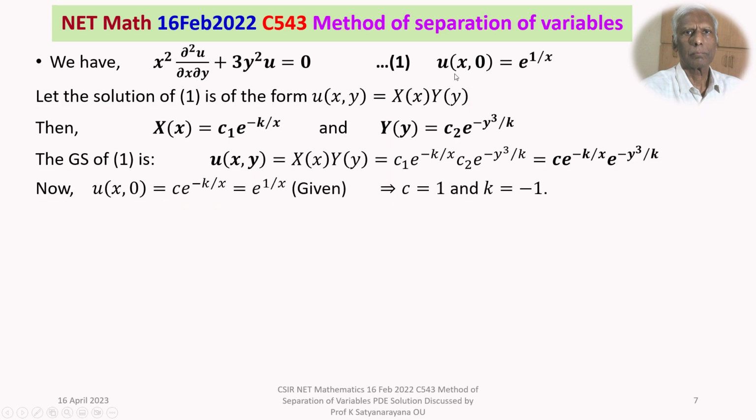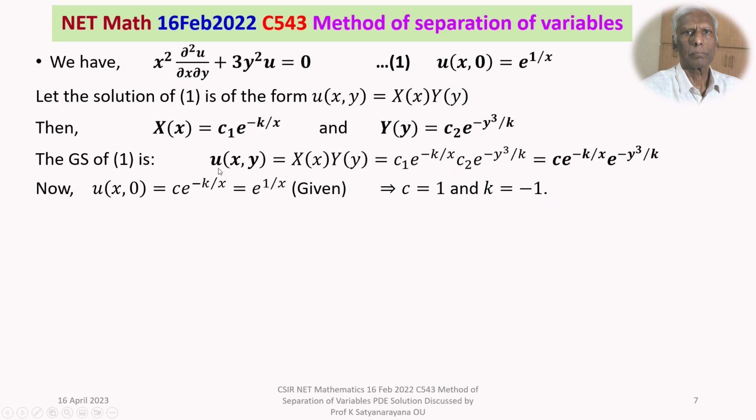Now let us take the boundary condition. u of x comma 0 is given as e to the power of 1 by x. So put in this solution y is equal to 0. So u of x comma 0 is equal to c into e to the power of minus k by x into e to the power of minus 0, that is e power 0 is 1. But that is equal to e to the power of 1 by x. That means c e to the power of minus k by x is equal to e to the power of 1 by x. Comparing, we get c is equal to 1 and minus k is equal to 1, that is k is equal to minus 1. So we got c is equal to 1, k is equal to minus 1.